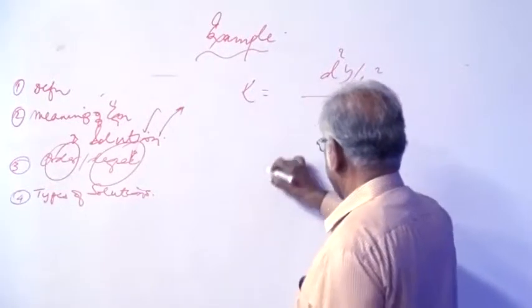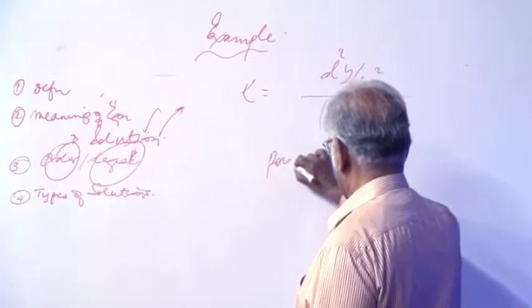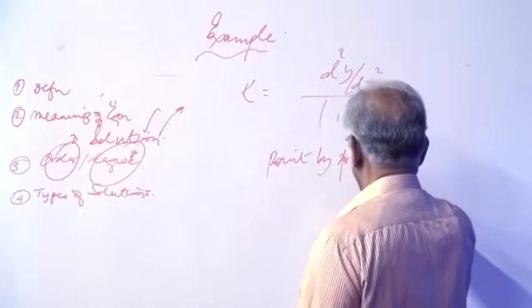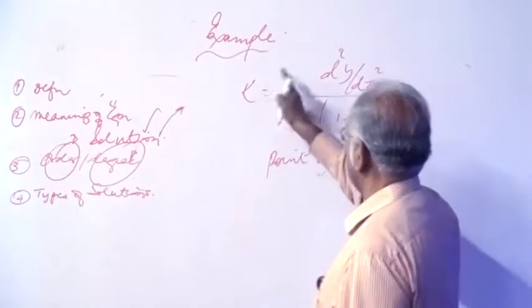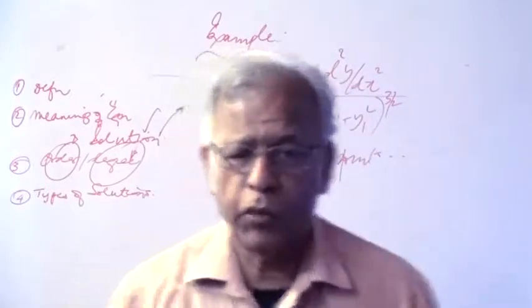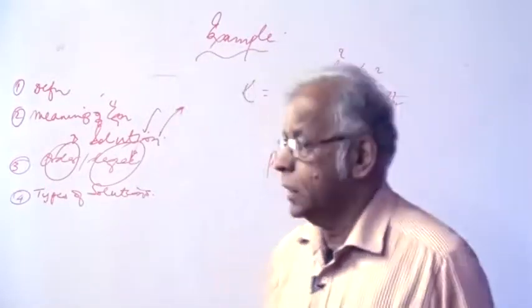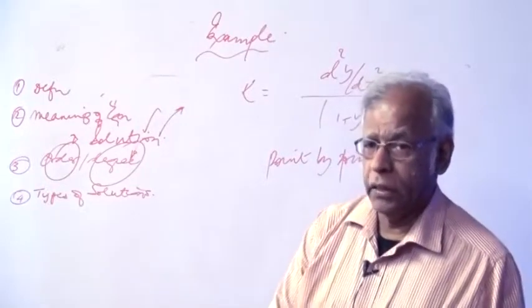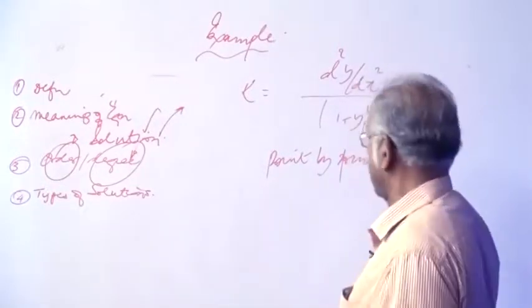Now this is again a point by point phenomenon. That means the curvature will vary from point to point, because the value of the second derivative d2y/dx2 as well as dy/dx all keep on changing with the position of the point on the curve.